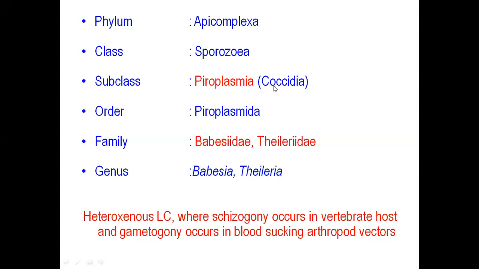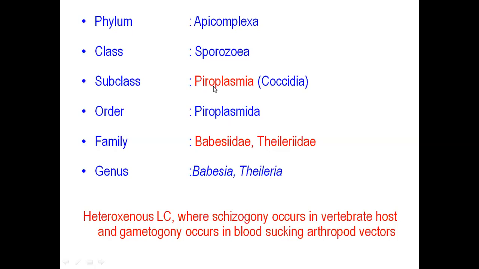Okay, so far we have discussed those parasites that belong to coccidia. So I mean to say that those parasites are infecting the gastrointestinal tract, and sometimes they cause tissue cyst formation in the muscular tissue and sometimes in the brain or inside the central nervous system. Okay, but from now on, what we are to discuss is under the subclass Piroplasmia.